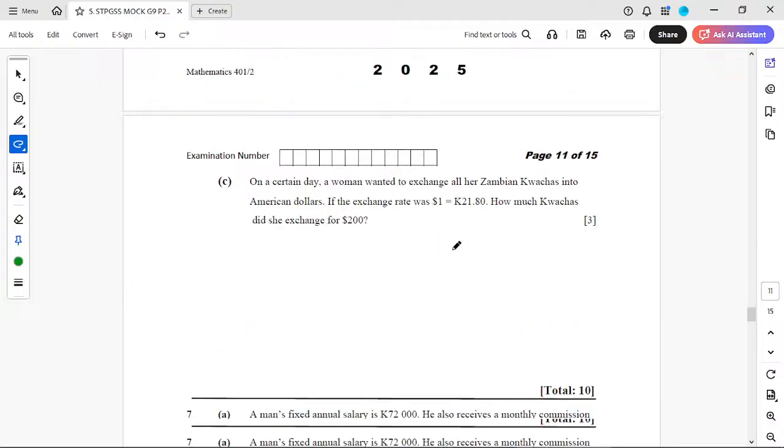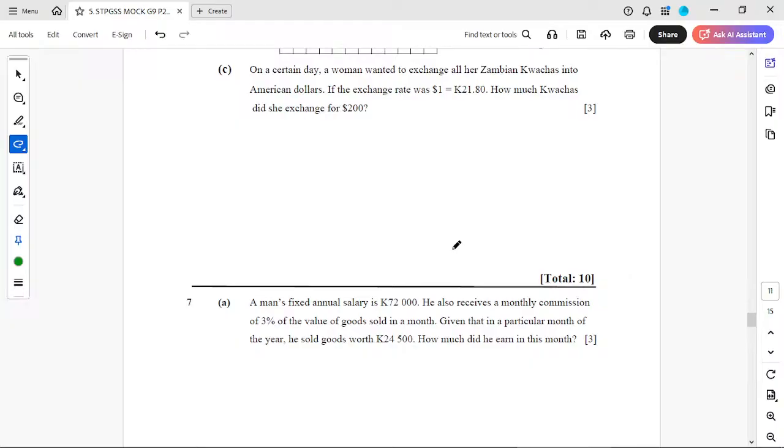Okay, we come to question 6C, which is on to exchange all her Zambian kwacha into American dollars. If the exchange rate was $1 to 21.8 kwacha, how much kwacha did she exchange for $200? Okay, so for us to find the correct answer, we are going to use direct proportion.